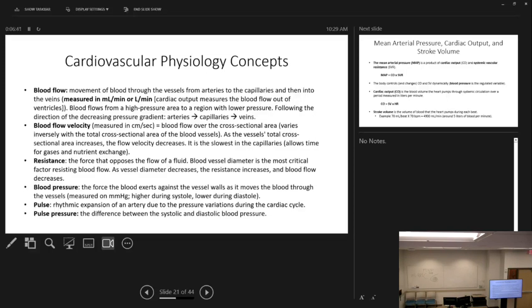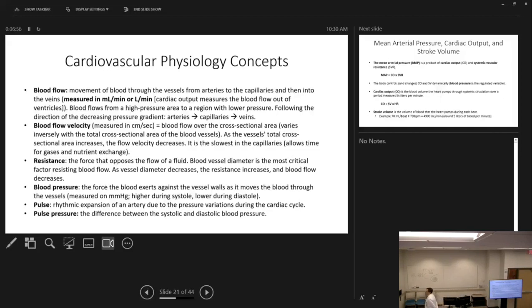It's like the speed of the car. How many miles per hour? How many feet per minute? How many centimeters per second does the blood move? It's the speed of the blood.